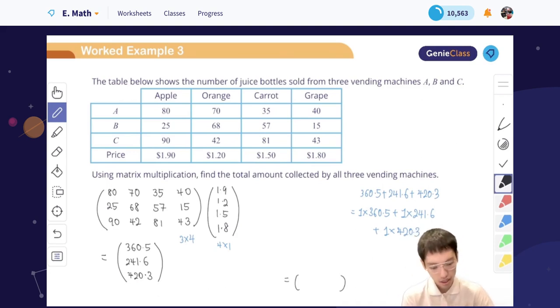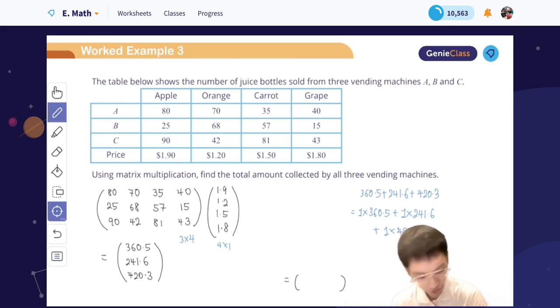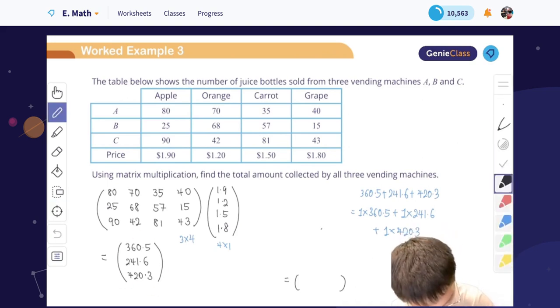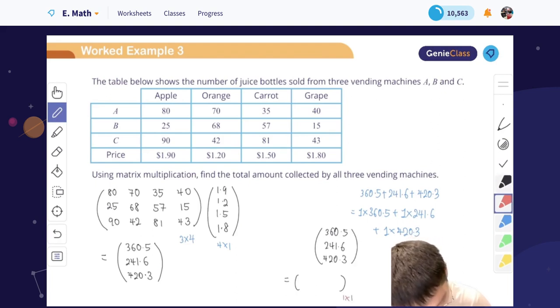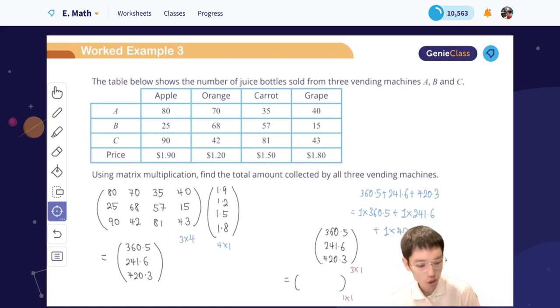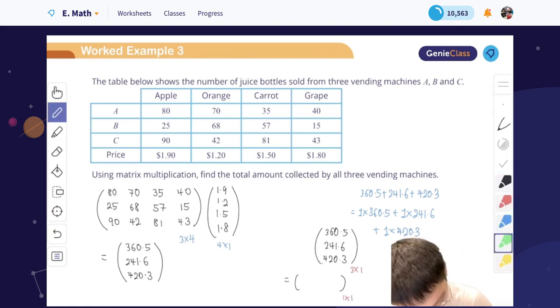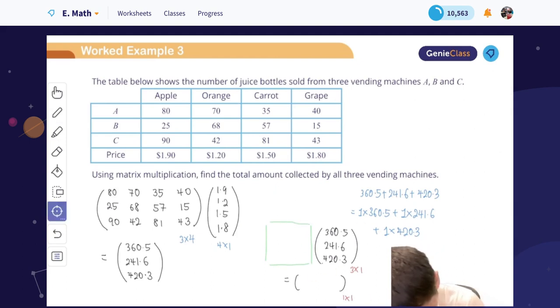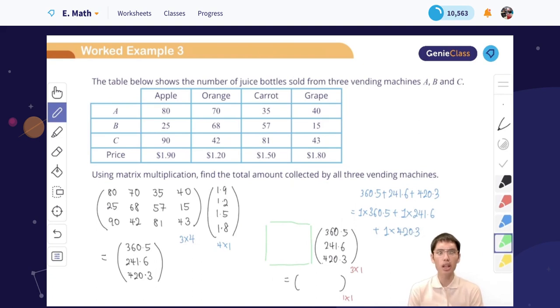Right? Making sense? Now, over here is actually a 3 by 1 matrix already. So let me write down my 3 by 1 matrix, which is 360, 246, 420.3. Now, if this is a 1 by 1 and this is a 3 by 1, what is the order of the matrix over here that I should multiply with this to give me this? Write down the response. I'll give you some time. What is the order?